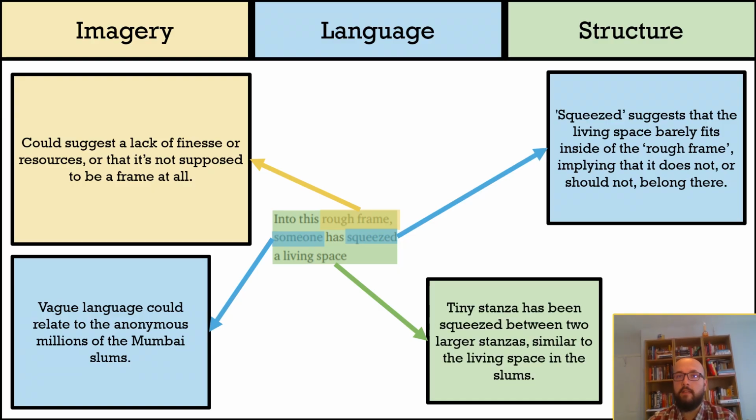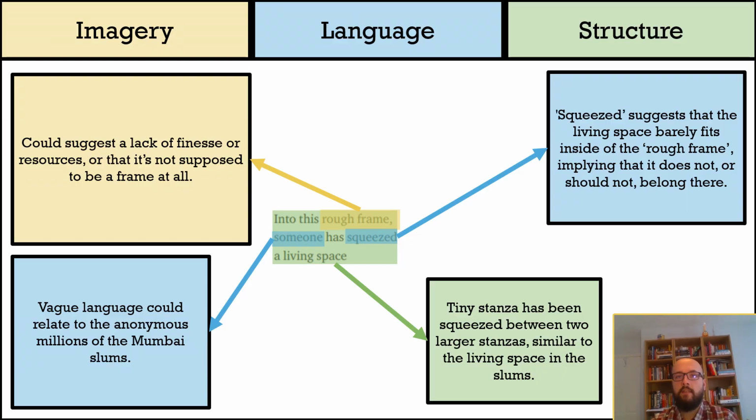This stanza is about squeezing something significant into a small space. The stanza itself is small and has been squeezed between two much larger stanzas. Dharker has, once again, ensured that the shape of her poem reflects the content it is discussing.